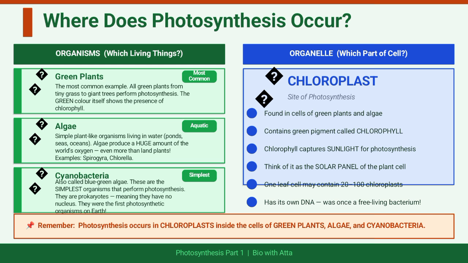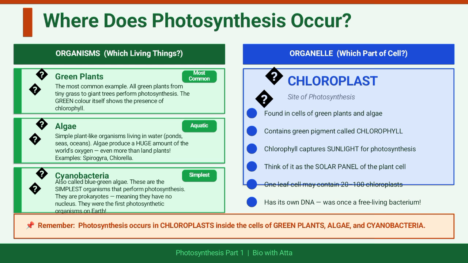Green plants, this is the most common example. All green plants, from tiny grass to giant trees, perform photosynthesis. Second, algae. These are simple plant-like organisms that live in water. They also perform photosynthesis and actually produce a large amount of the earth's oxygen. Third, cyanobacteria. These are special bacteria, also called blue-green algae, that can also perform photosynthesis. They are the simplest photosynthetic organisms.